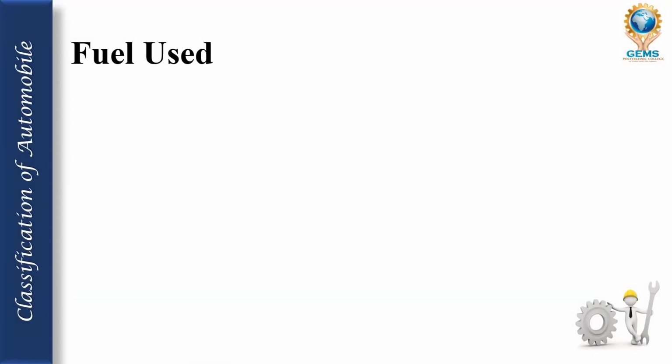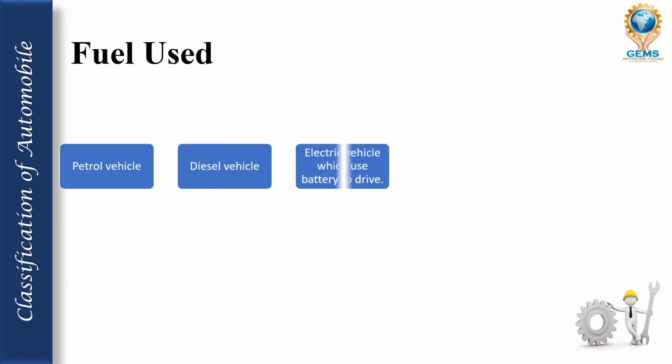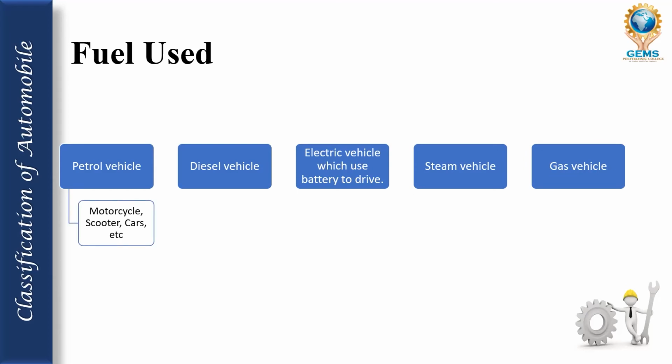Fuel used. Nowadays, the fuels used in vehicles are petrol, diesel, gas, electrical, and steam. These are the five types of fuel used in vehicles. Number one is petrol vehicle, number two is diesel vehicle, number three is electric vehicle which uses a battery to drive, number four is steam vehicle, number five is gas vehicle. For petrol vehicles, the examples are motorcycles, scooters, cars, etc., which use the fuel for the combustion process.